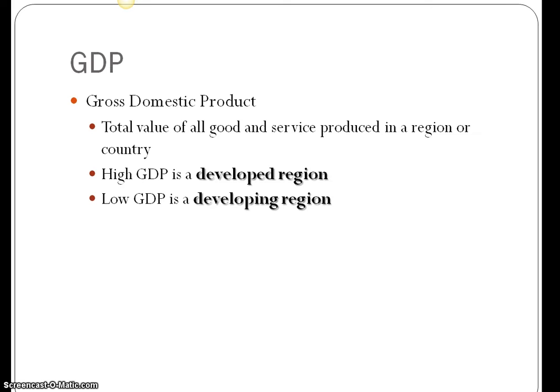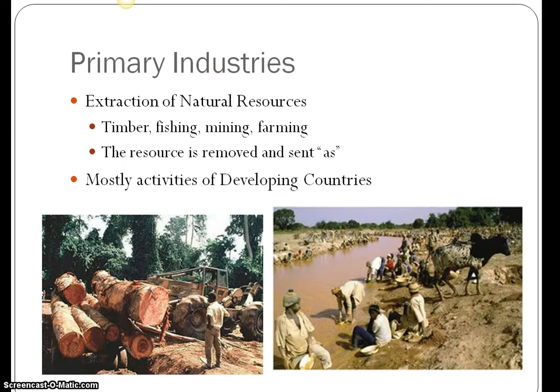So the gross domestic product is an indicator of economic development, and it's just one indicator that we use. It's the total value of all goods and services produced in a region or a country. A country with a high gross domestic product is considered a developed country. A country with a low gross domestic product is considered a developing country.